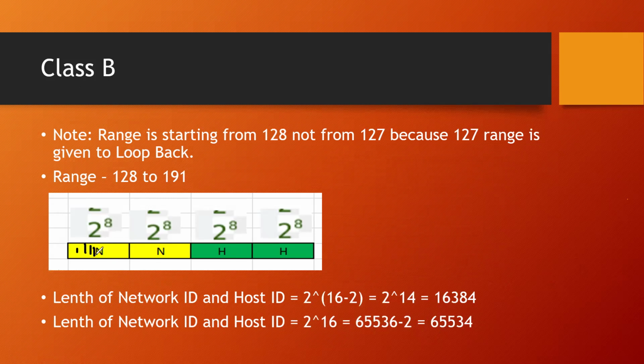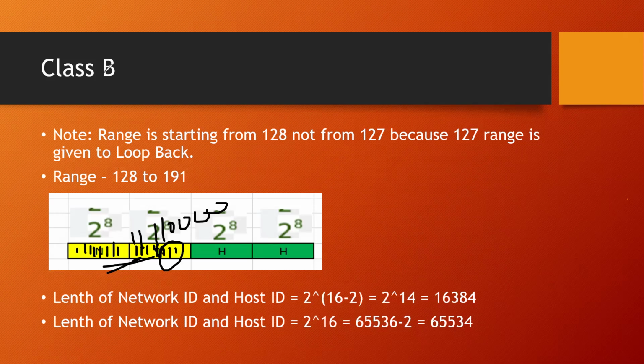1, 2, 3, 4, 5, 6, 7, 8, and here it is 1, 2, 3, 4, 5, 6, 7, 8. So what we are doing, we will not give that many bits to the network ID. We will give 1, 2, 3, 4 only, and 4 zeros we will give. Right. Here what will happen?